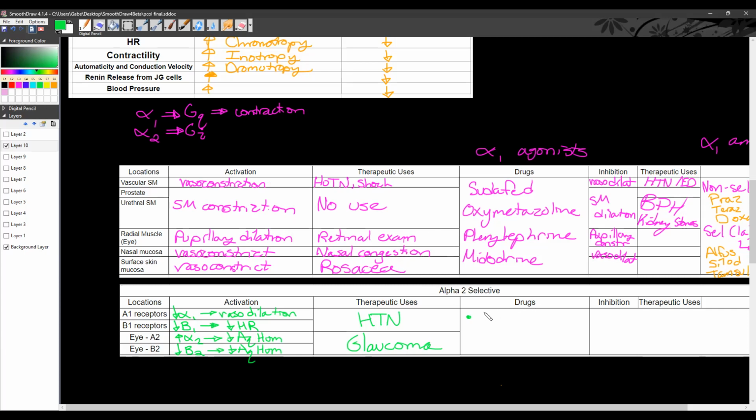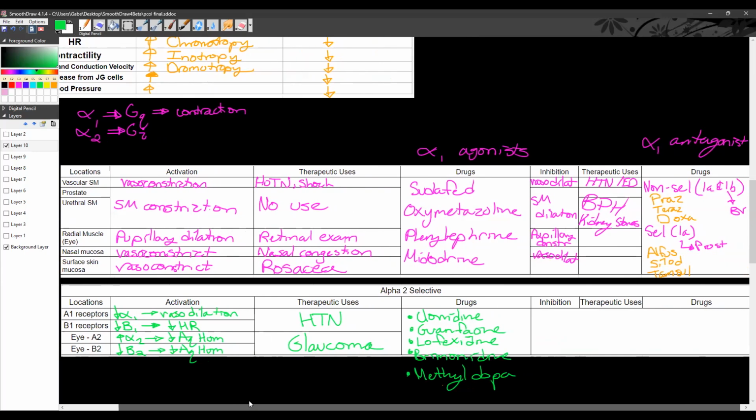Yeah, brimonidine, clonidine, guanfacine, lofexidine, brimonidine, and then there's just one that doesn't follow the rule, and that's methyldopa. It's the only one that doesn't. Do we have any alpha 2 inhibitors? No, there are no alpha 2 inhibitors. It would not be beneficial. All right.